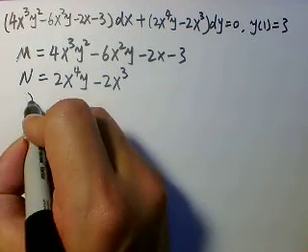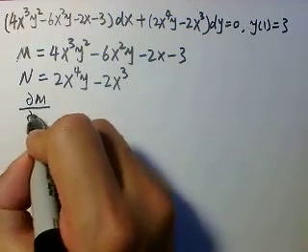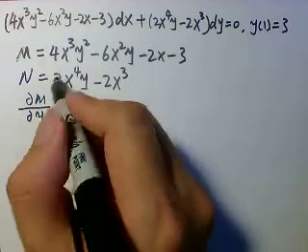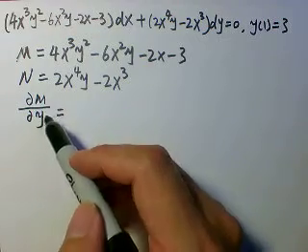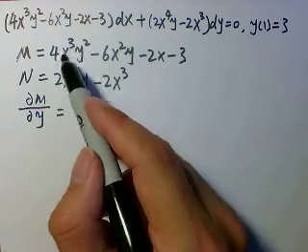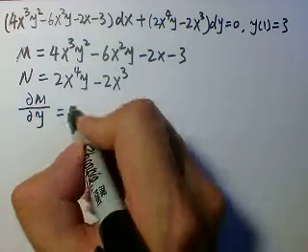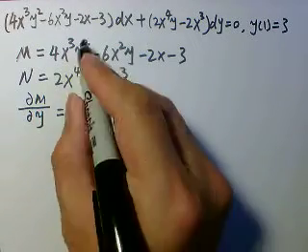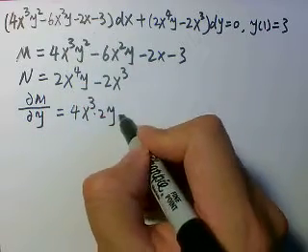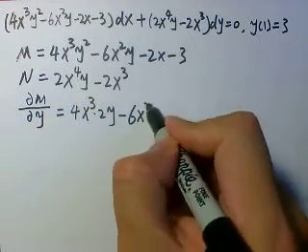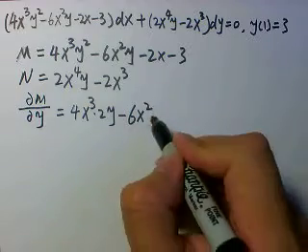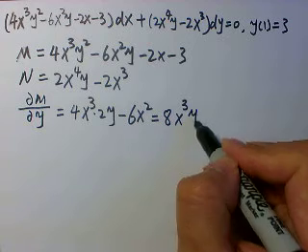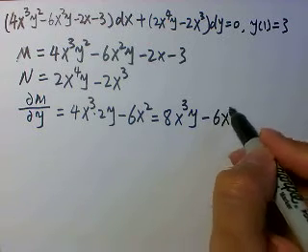Now we're gonna calculate the partial derivative of M with respect to y. When you take the derivative with respect to y, we treat the x terms as constant. So we have 4x cubed times 2y, since the derivative of y squared is 2y. The derivative of the other term is just 1, right? And then you're gonna get 8x cubed y minus 6x squared.